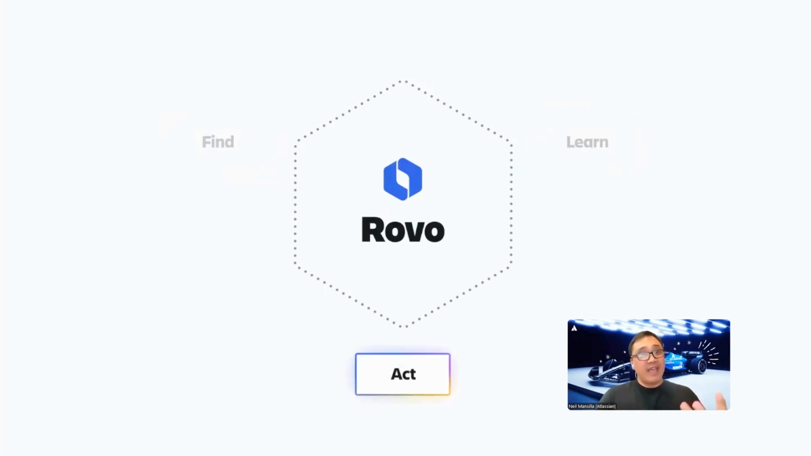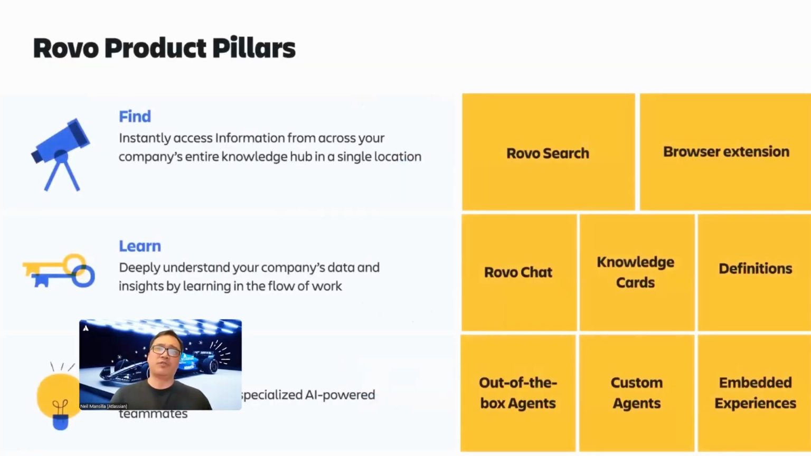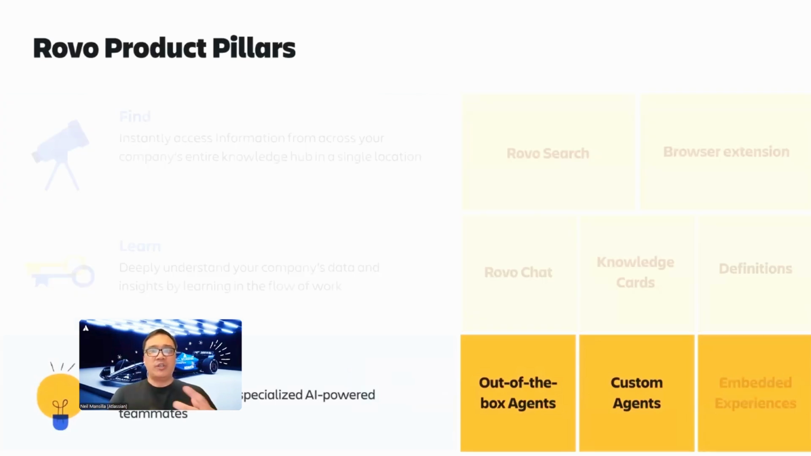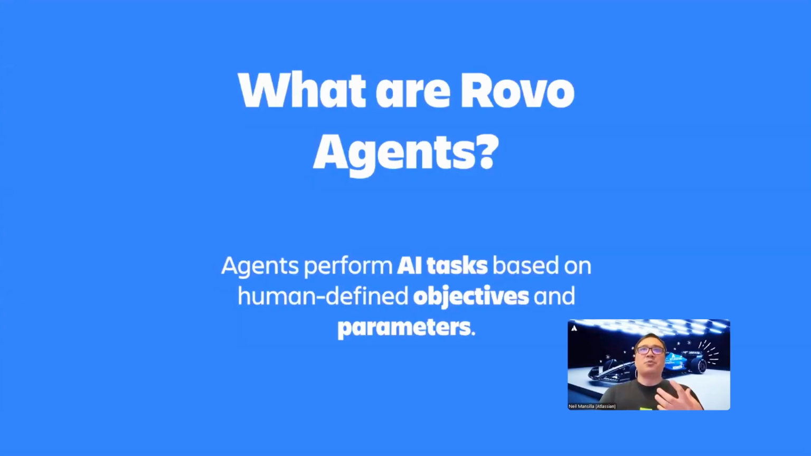And as part of the ACT pillar, the third pillar, Rovo Agents, and these are the AI teammates that help you move work forward. Agents take knowledge and help you turn that into action. They're experts at streamlining complex processes, solving challenging problems, and managing repetitive tasks. So out of the 3 pillars of Rovo, we're going to be focused on the last one, the ACT pillar. We're going to focus on agents, both out-of-the-box agents, things that just kind of come with Rovo, and then building custom agents as well.